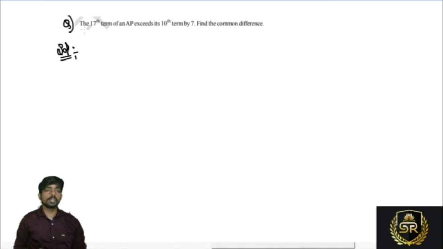So here we have a question. The 17th term of an AP exceeds its 10th term by 7. Find the common difference. First we will write the 17th term. 17th term exceeds the 10th term by 7. So I am adding 7 to the 10th term. So here, what is the 17th term?